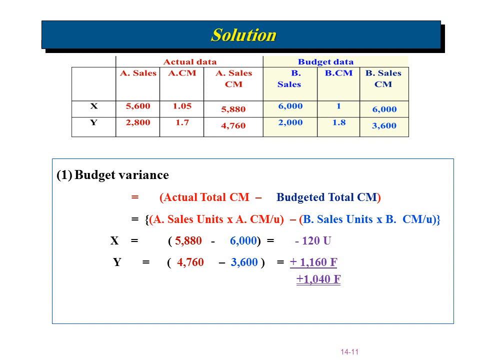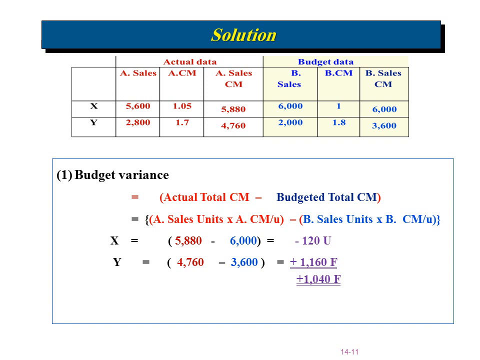For X, it's negative. Negative means unfavorable. But for Y, it is positive, favorable. And the difference between them, the total budget variance for the company from all products, is positive here. It's positive. Okay?